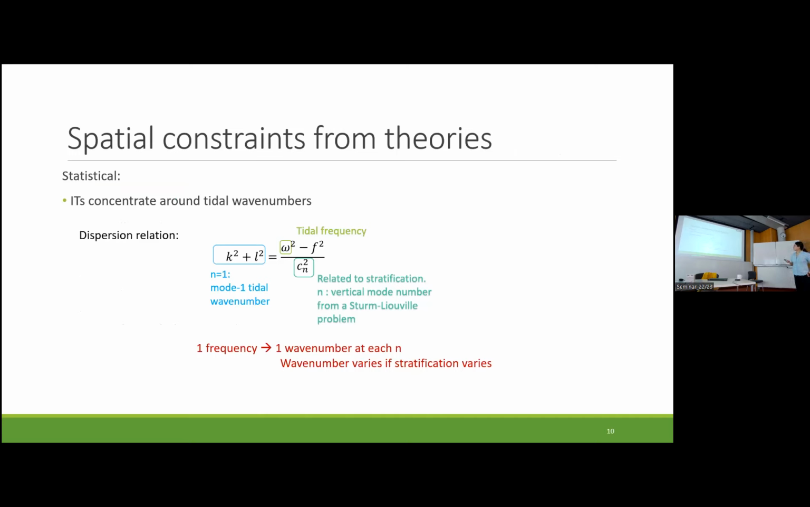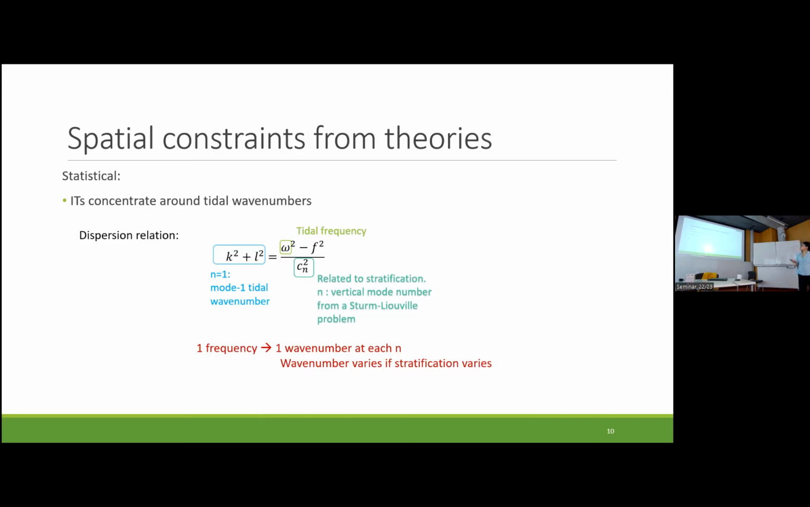I'd like to summarize what I know about spatial constraints from the theory I was aware of that can maybe help us extract internal tides. For example, statistically speaking, we know that internal tides concentrate around tidal wave numbers. So this can be seen if you just look at the dispersion relationship of the internal tides. On the left-hand side is the square of the wave number. And on the right-hand side, omega corresponds to the frequency.